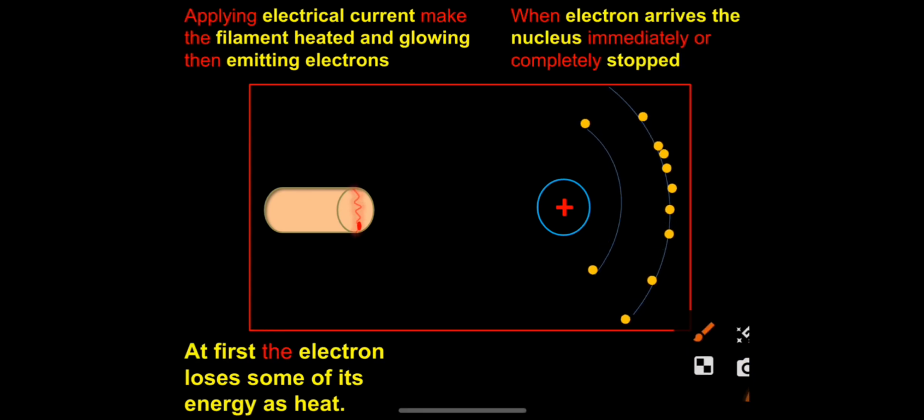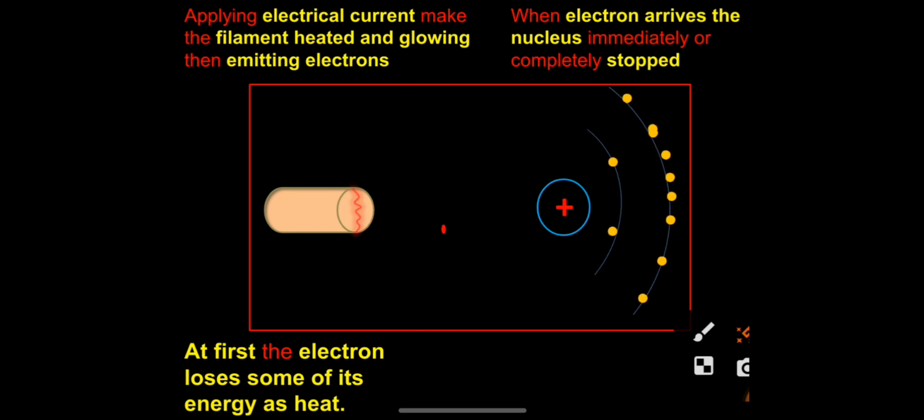When we apply the electric current, the filament glows and is heated, which makes the filament produce electrons by thermionic emission, and I will talk about this in another video with more details too.